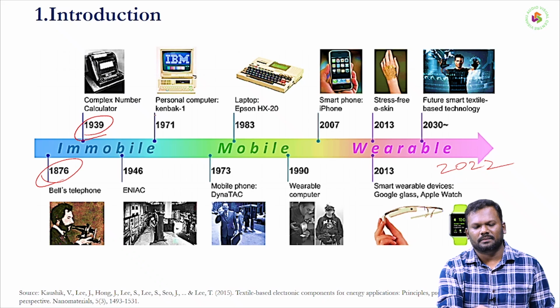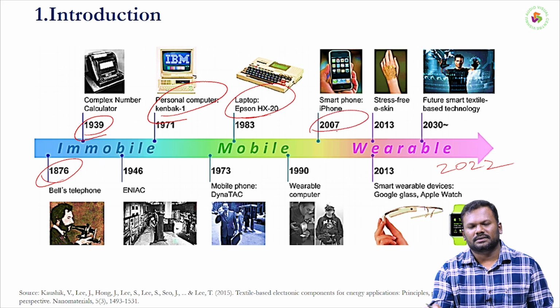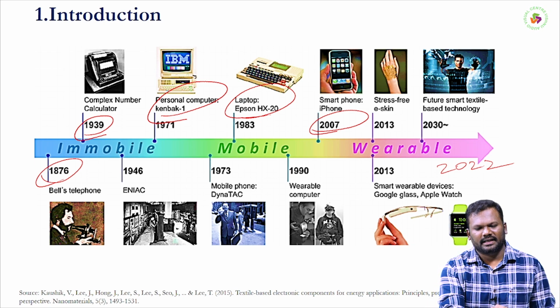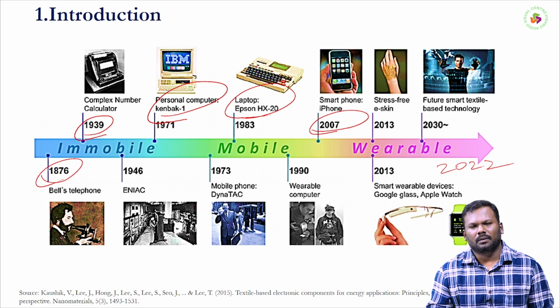Then a personal computer was invented in 1971. Then the laptop came in the era of 1983. Then the first smartphones, as you know, the iPhones are very famous. If you keep moving from past to present and carefully look into the devices, the device size is drastically reduced, and it is reduced only because of one device, that we call the transistor.